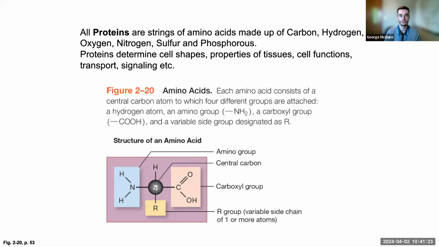We have a central carbon with one of its bonds being given to hydrogen, one of its bonds being given to this amine or amino group, which is NH2. Its third bond is being given to this carboxyl group, which is COOH or CO2H, however you want to refer to that. And then its last bond is going to differ between each amino acid. So all of our 20 amino acids are different from this very last bond, our R group or variable group.